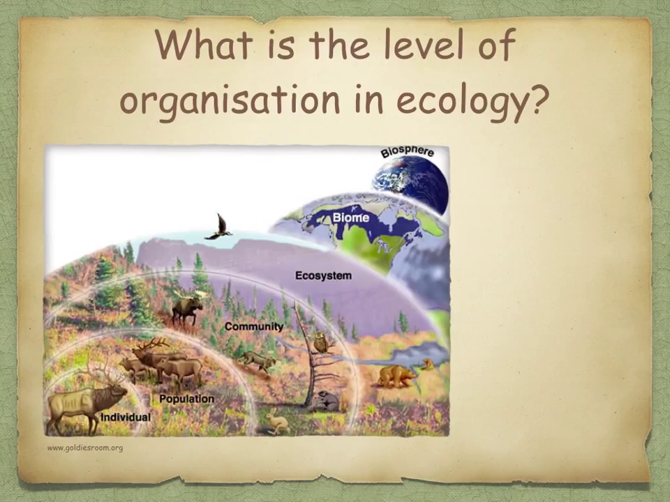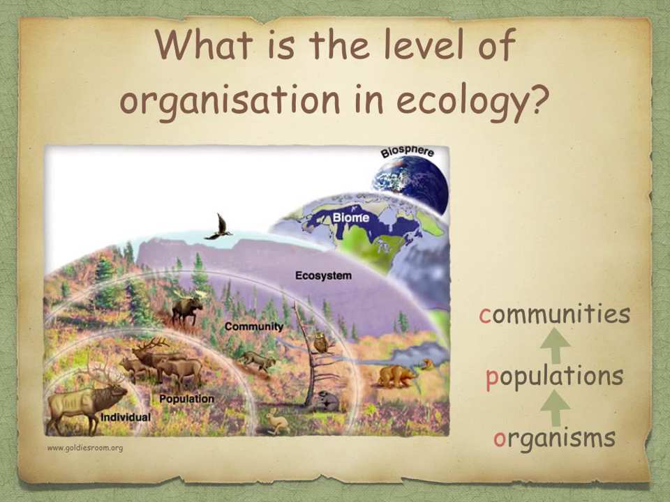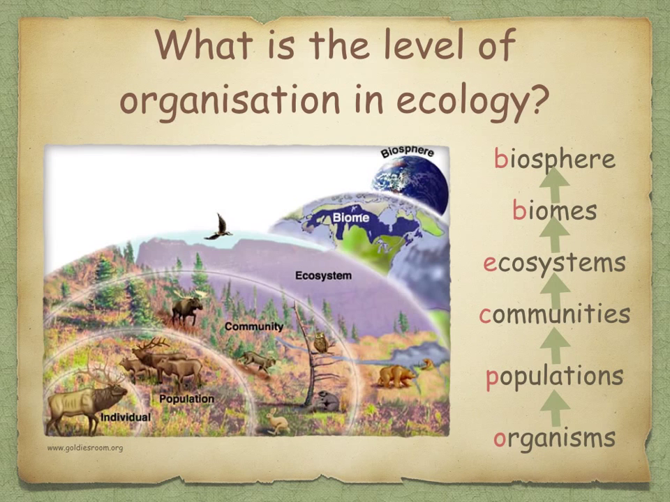Now you need to know the levels of organization in ecology. So you've got organisms, populations, communities, ecosystems, biomes, and biosphere. So try and think of a way to remember this level of organization. You can either use a mnemonic or an acronym. So the acronym is OPKEB.